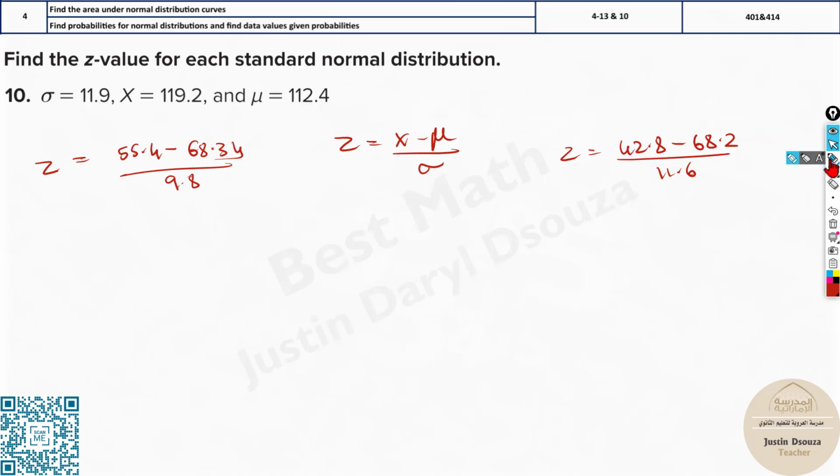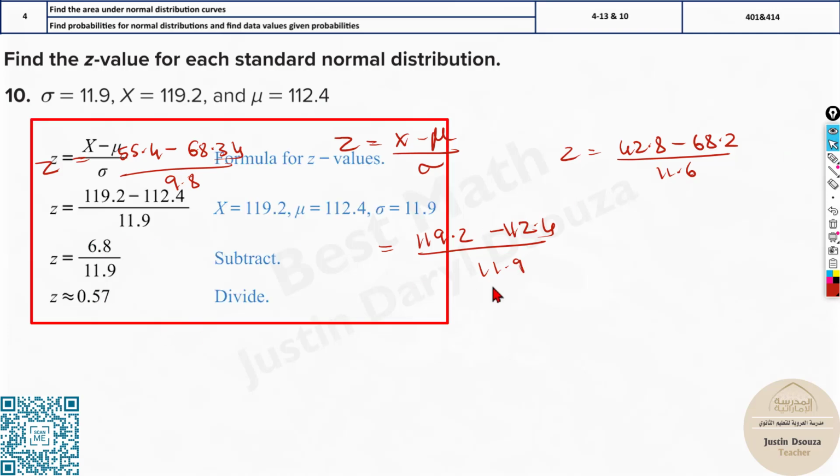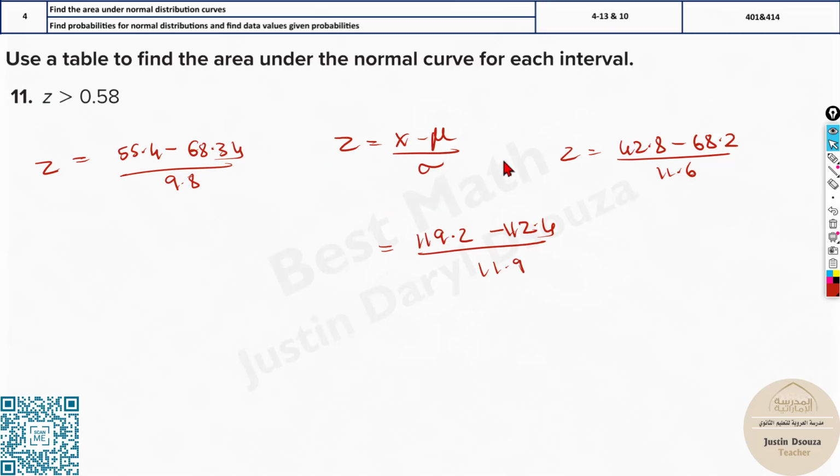Even over here, it's the same formula. Now, you have been given x value of 119.2 minus 112.4 divided by 11.9. Just put that in the calculator, you get the answer. This is positive because over here above it's positive, 0.57.